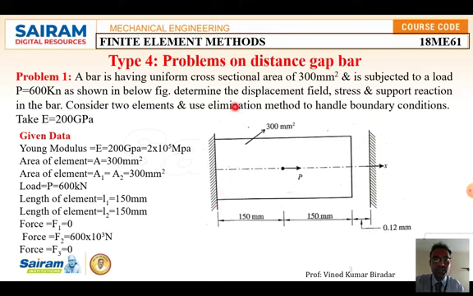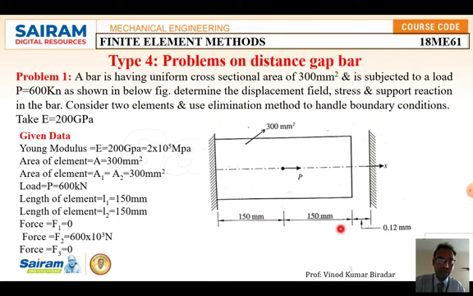So, using the elimination method, first note down the given data. Young's modulus E is equal to 200 gigapascal, converted into newton per mm square or megapascal, both are the same, that is 2 into 10 to the power of 5. The area of an element is 300 mm square. Since there are 2 elements, both have the same area, as they are not given separately, so consider A1 equals A2 equals 300 mm square. The load P at exactly the middle, at node number 2, is 600 kilonewton. The length of element 1 is 150 and the length of element 2 is 150.